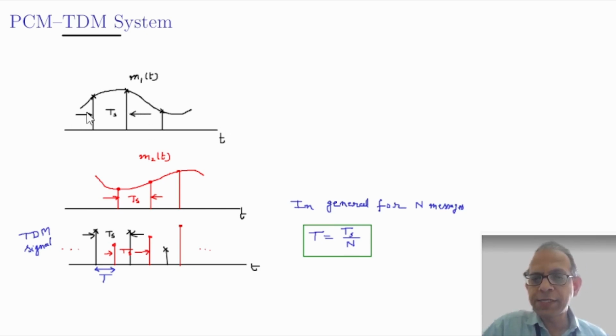For example, consider two signals M1(t) and M2(t). M1(t) is sampled and the samples are shown by black cross marks here. M2(t) is also sampled and the samples are shown by the red dot marks here. Now these samples are mixed because they are sampled offset in time. The sampling rate here is assumed to be the same.